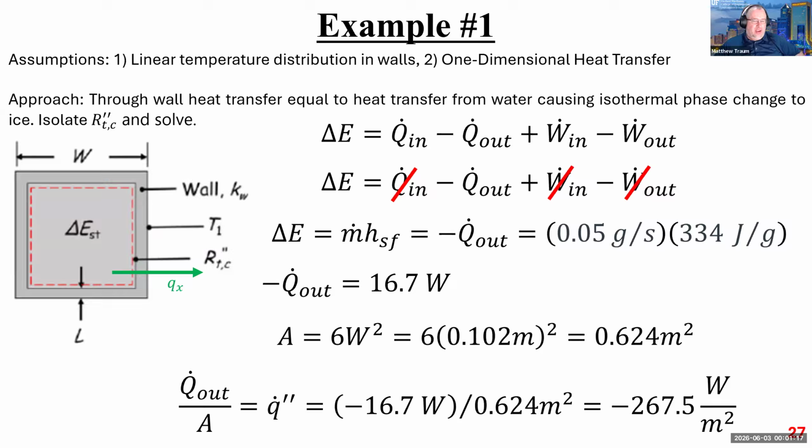What I end up with then is that the change in energy of my system is equal to just the heat that's leaving. So this negative sign comes from the fact that this is the Q out term. The change in energy of my system is the amount of energy that's basically being given up by the solidification process, which is m dot, the solidification rate, times the latent heat of fusion for ice. Both of these values are given.